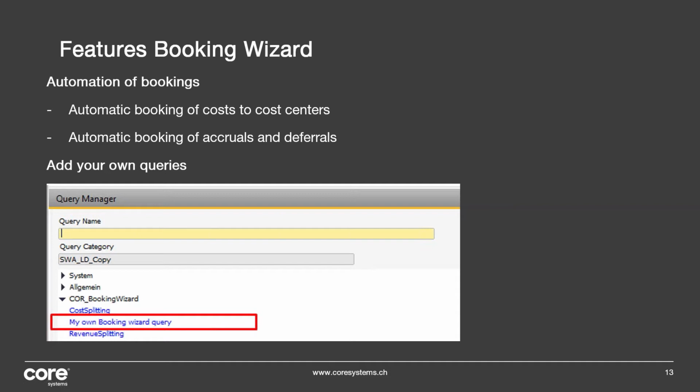As an example, maybe you have sold something to a customer which he has to pay for the whole year, I would say something like a car insurance that you sold to a customer. So you can then split it to the different months so that it's more accurate in the B1 system. And very important, and the big value of the solution, you can add your own queries. As you can see, I have one here, so that you can use it in this Booking Wizard.